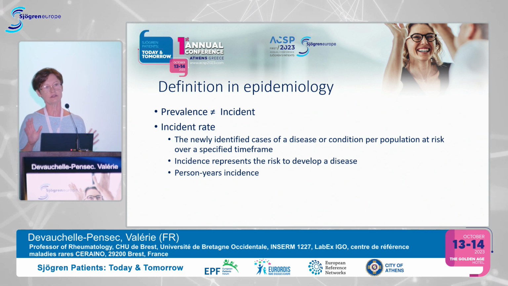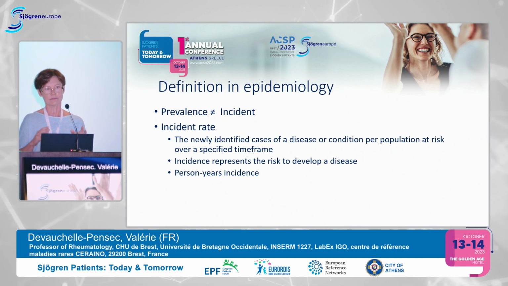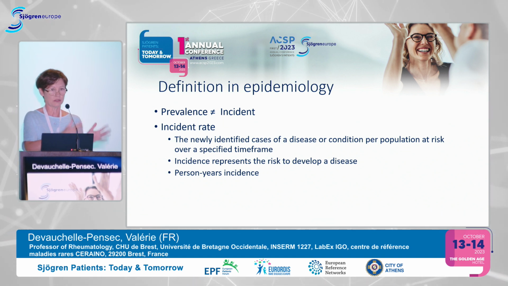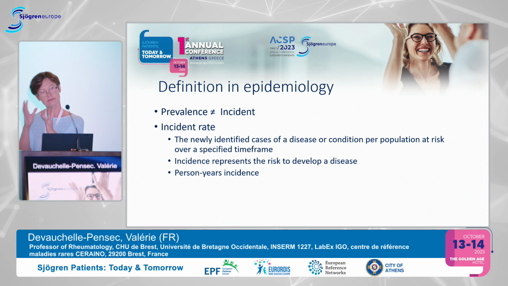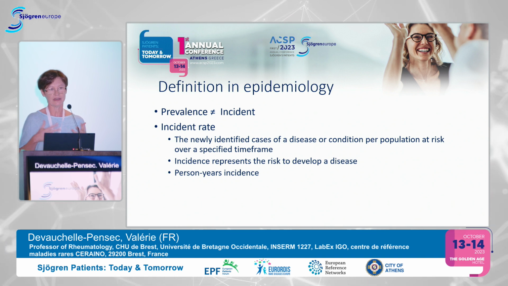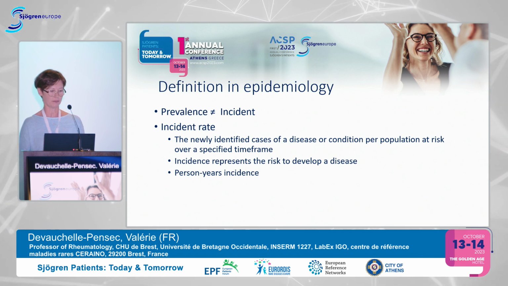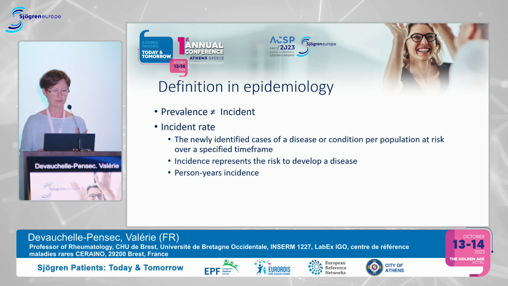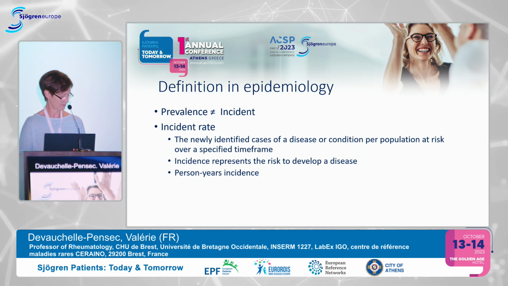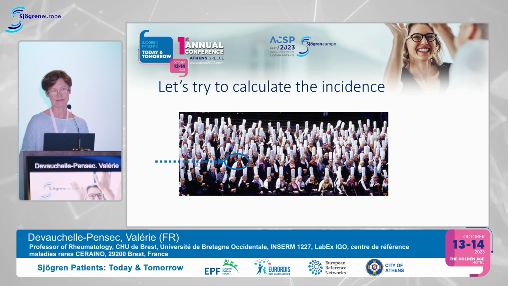Then we use another term, the incidence rate. This is quite different. It is the number of new cases of one disease in a specific population during a specific time. Finally, the incidence represents the risk of developing a disease, and we express it in person-years. So now everybody knows how to do it. Let's try to calculate the incidence and then the prevalence.